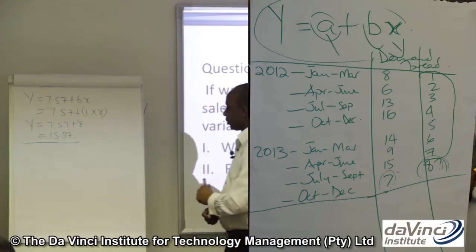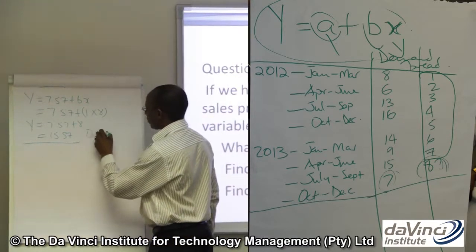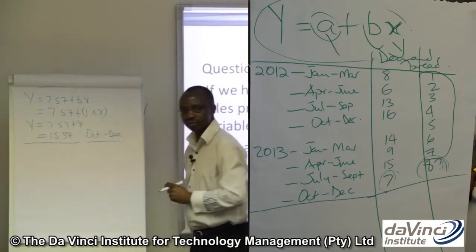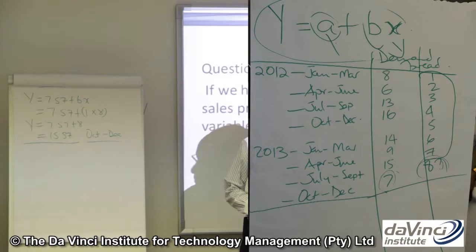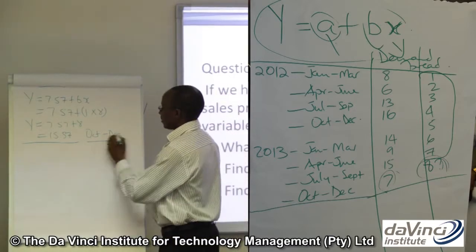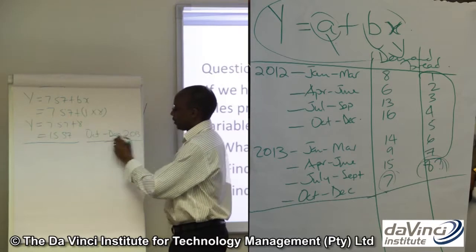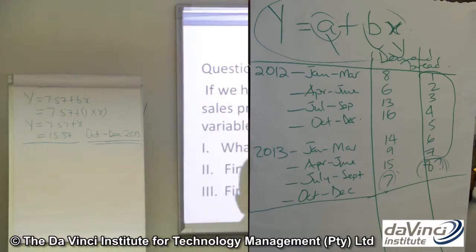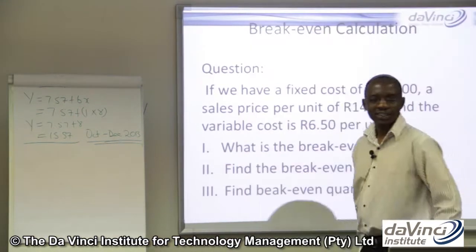So what are we saying there? This is our demand for October to December. It's not 15, it's 16. So this is our value for the 8th quarter, the 4th quarter of 2018. Okay. This is the first method.